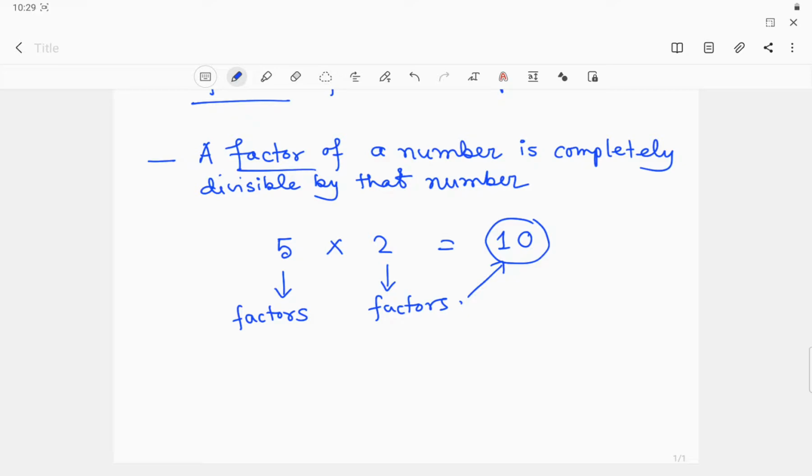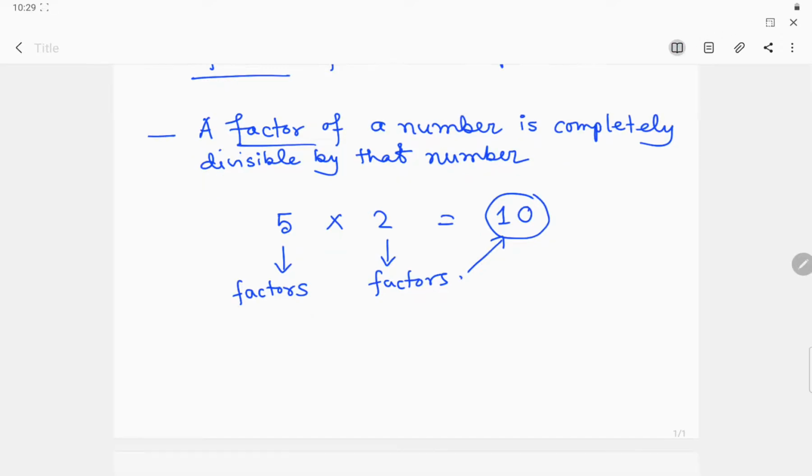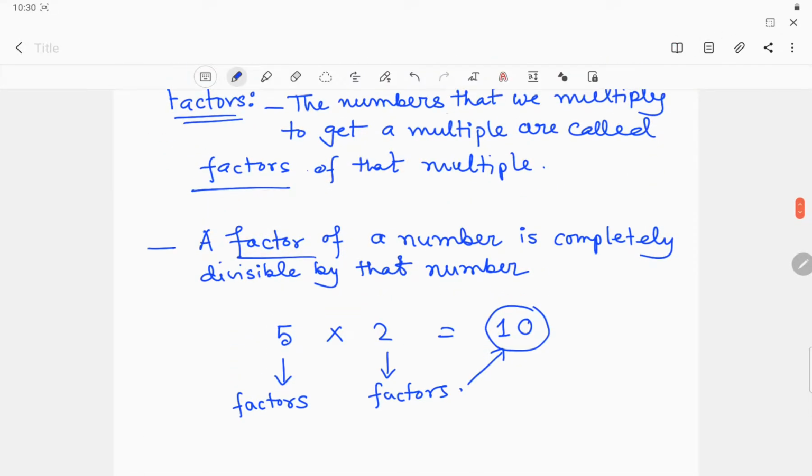So this is the definition of factors. I am telling again, the numbers that we multiply to get a multiple. So the numbers 5 and 2 we are multiplying to get 10. So in this example, 10 is a multiple of 5, or you can say 2. So 5 and 2 are called factors of the multiple 10, right?